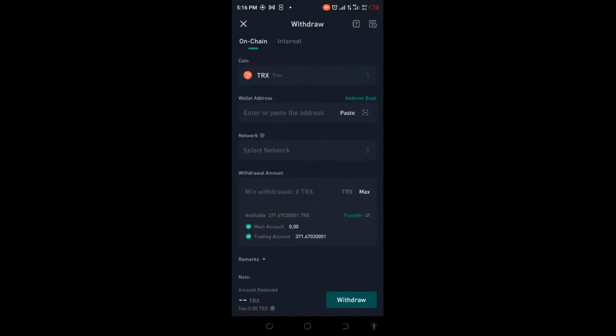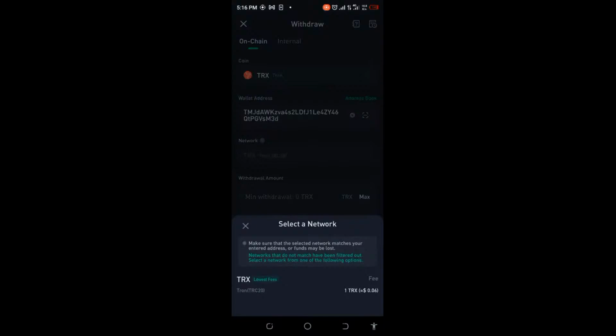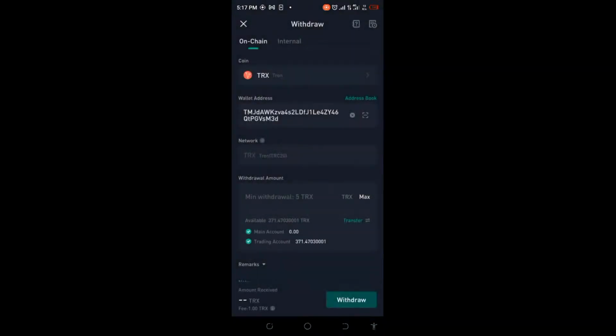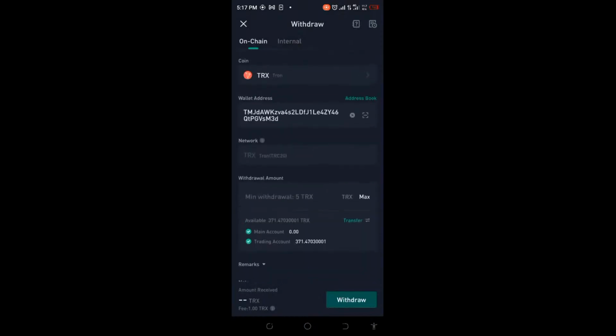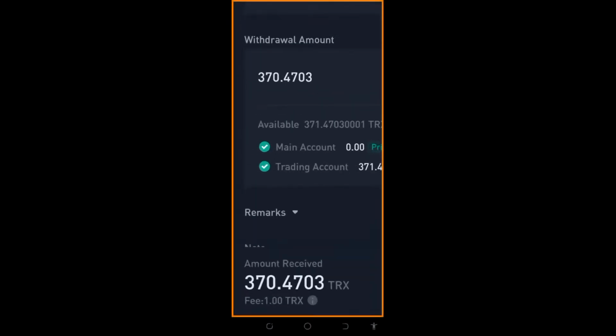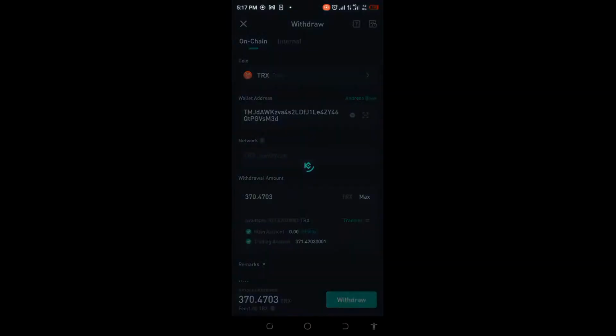Let's put in the address, the wallet address. The network is TRC20, obviously, and that's 1 TRX. Okay, and then I hope everything is there. Okay, max, everything. Okay, yeah. Of course, it's going to take its own delivery fee, which is 1 TRX, okay? So that's what it's going to give us. Let's now click on withdraw.